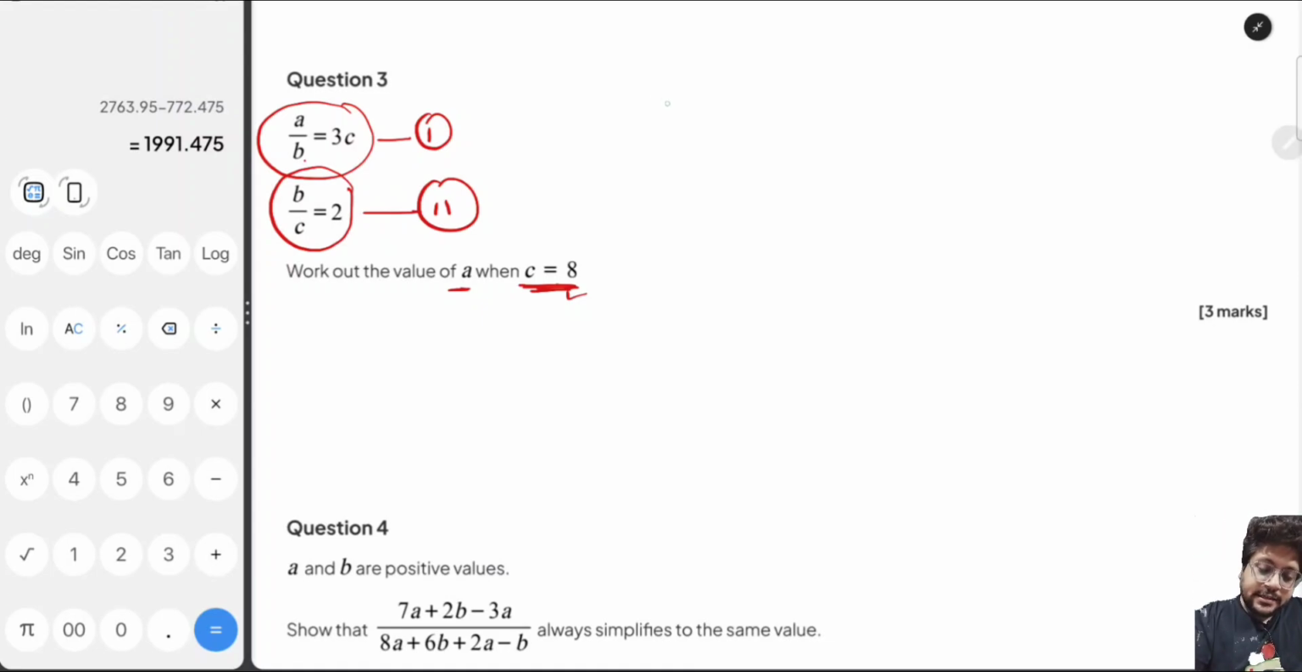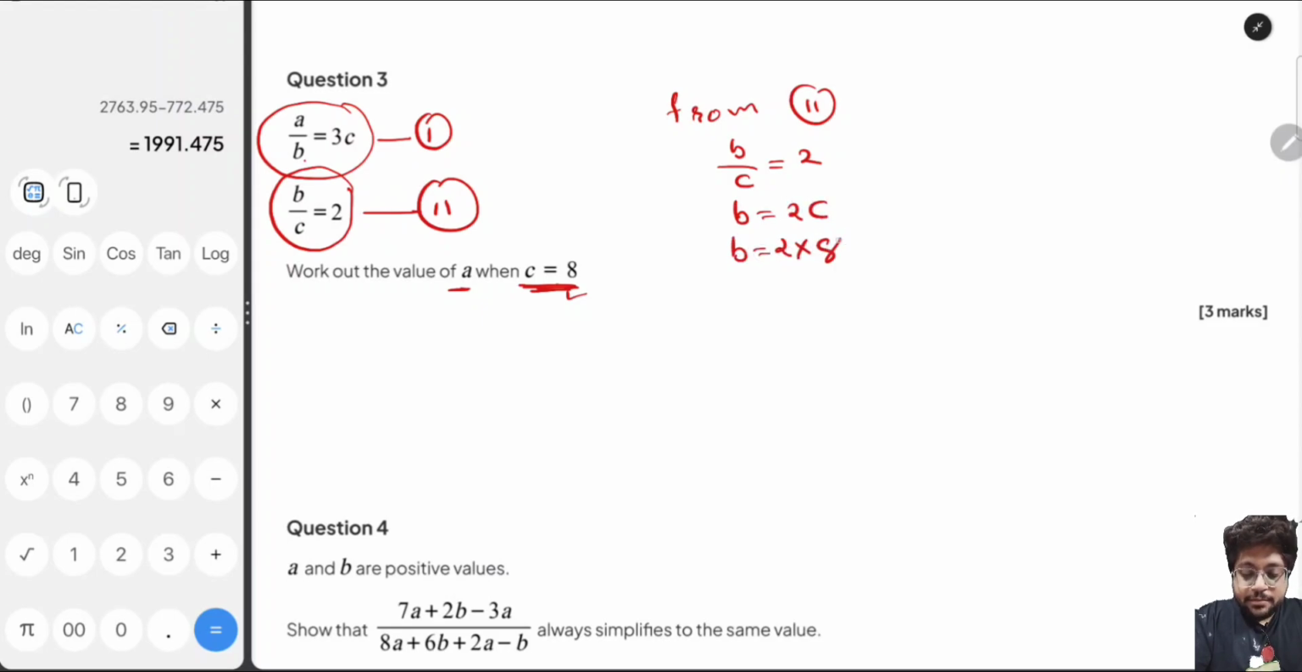Okay, let's see. From the second equation you can say that b by c is equal to 2, so b is equal to 2 times c. So b is equal to 2 times 8 because c is equal to 8 given. So 2 times 8 is 16. But this is not your answer, we want the value of a.